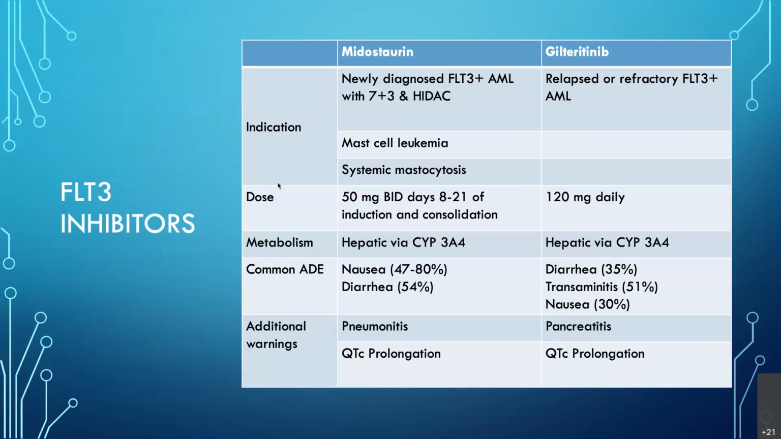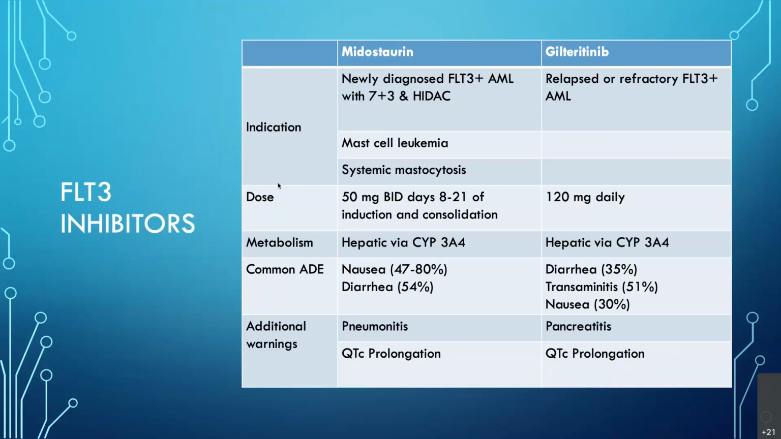So in our 2 agents that we have on the market now, midostaurin and gilteritinib, these are very different in terms of how they're used and kind of what we see from them. So midostaurin is used in newly diagnosed AML during induction and consolidation, in addition to approvals in mast cell leukemia and systemic mastocytosis. It's only given during 14 days of each of those, so kind of a quicker burst. Both agents do have the standard 3A4 metabolism with drug interaction concerns, which once again are important in AML with our antifungal therapies. In terms of adverse effects for midostaurin, nausea is really important.